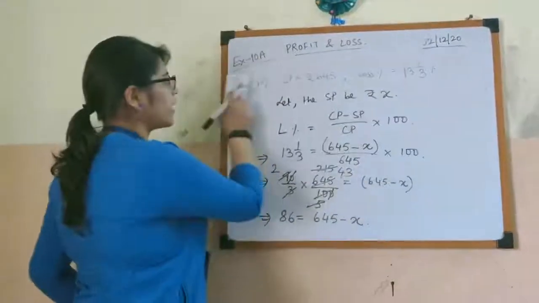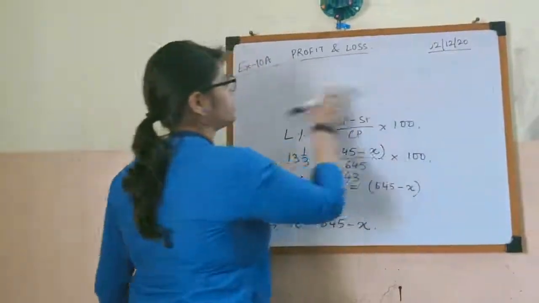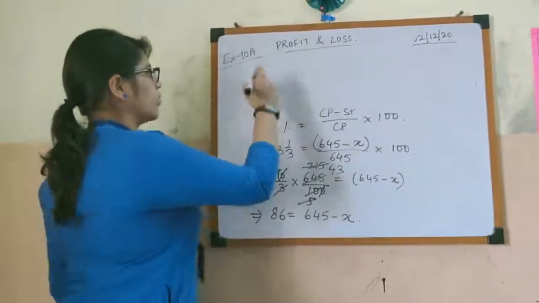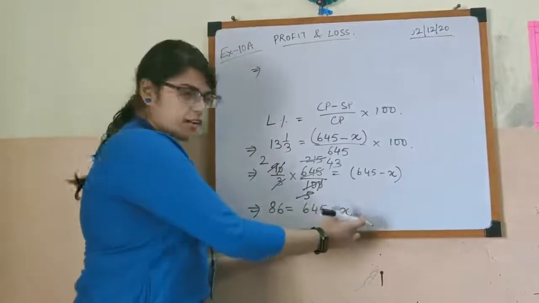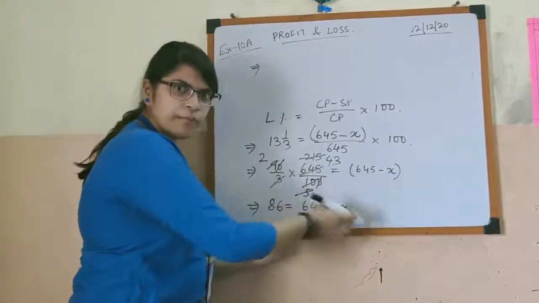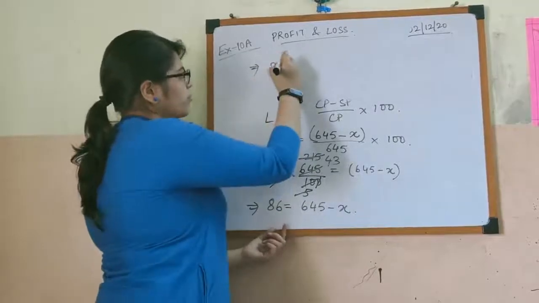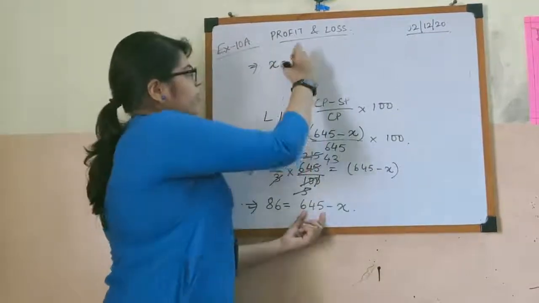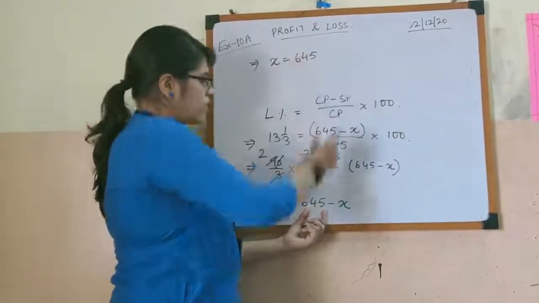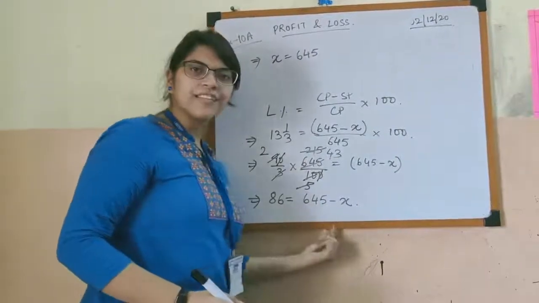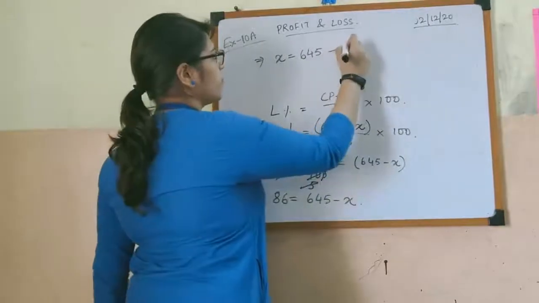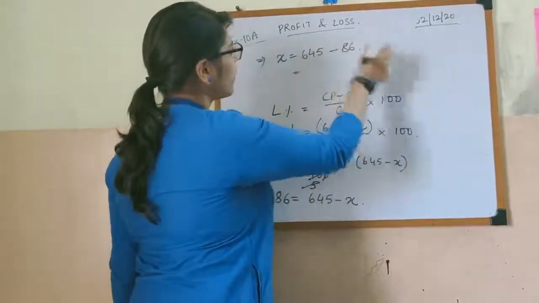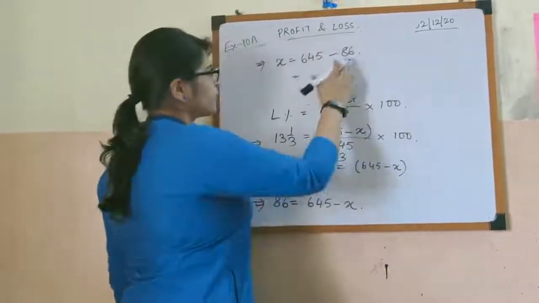So now for finding the value of x, let us take x to this side. So x is minus. So if you take to this side, it will become plus. So x becomes positive. And then 645, it is there. And I am taking 86 to this side of the equation. So this was plus, this will become minus. So 645 minus 86.